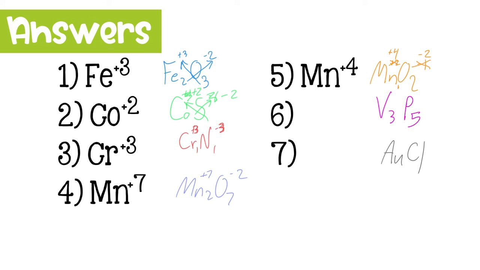Now let's look at number 6. We have V3P5. When we uncrisscross, we get V plus 5, P minus 3, and since phosphorus does indeed have a -3 charge, we are good on number 6. For number 7, we're going to use AuCl. No subscripts means they're both 1, so when we uncrisscross, we get Au plus 1, Cl minus 1, and since Cl does form a -1 anion, our gold's charge is plus 1.